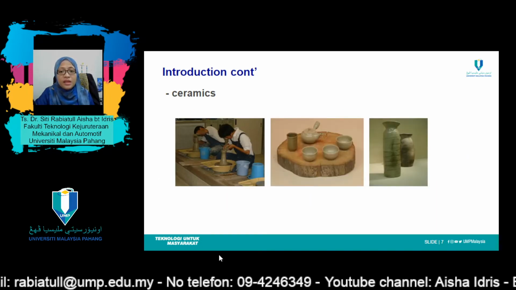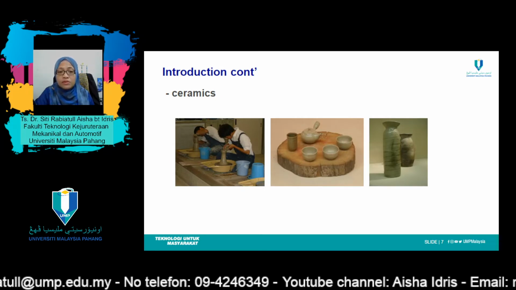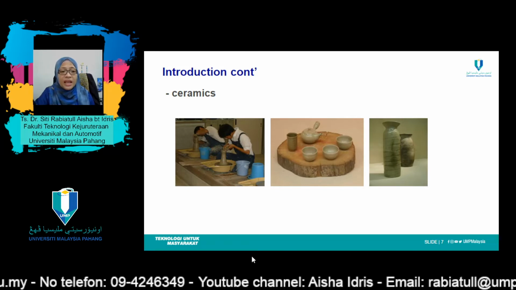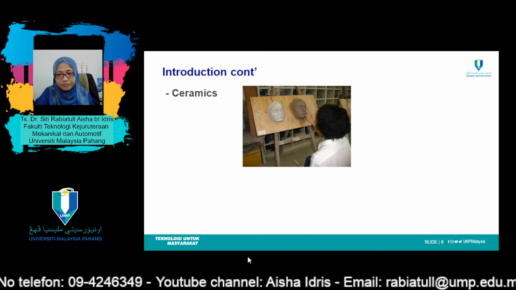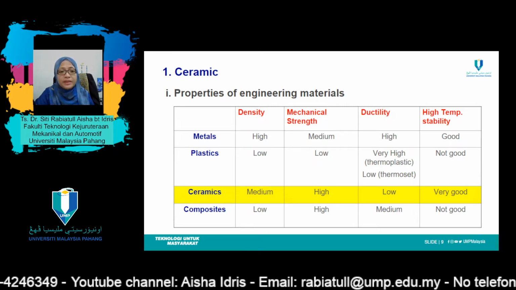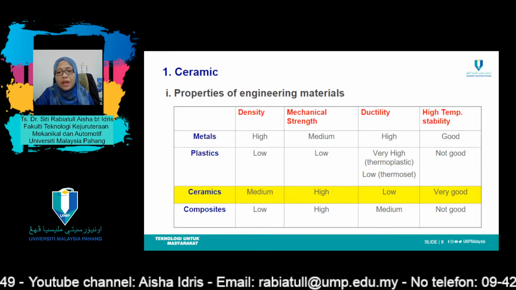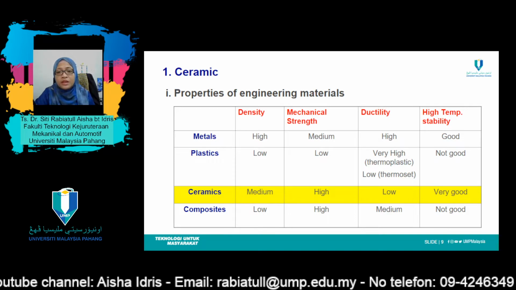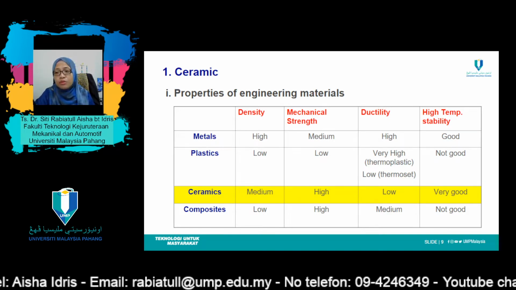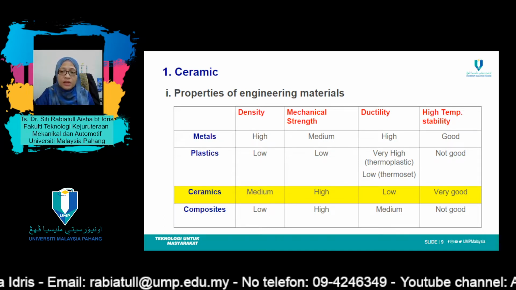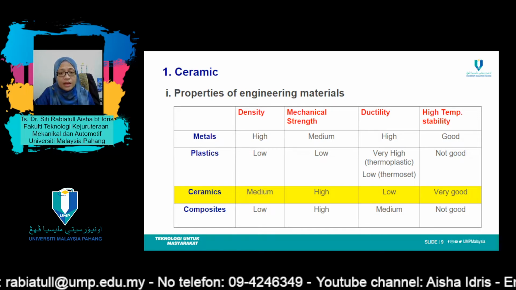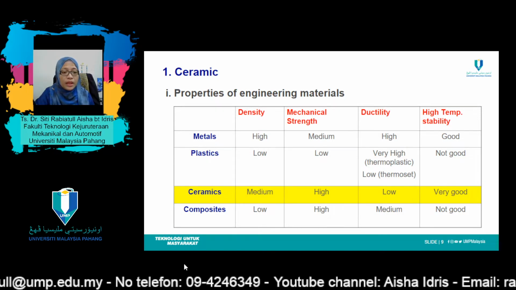These are other examples of ceramic products which you may find in the market. And in terms of ceramic properties, ceramics have medium density, high mechanical strength, low ductility, and very good high temperature stability as compared to other materials like metals, plastics, as well as composites.